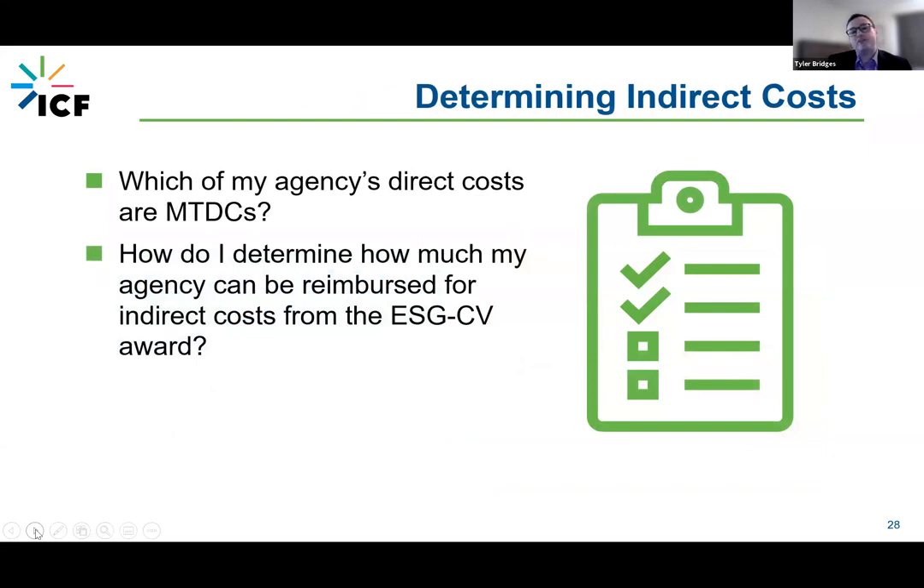This wraps up our discussion on determining indirect costs. The following are questions or key takeaways for grantees to consider. First, which of my agency's direct costs are MTDCs? And second, how do I determine how much my agency can be reimbursed for indirect costs from the ESG-CV award?